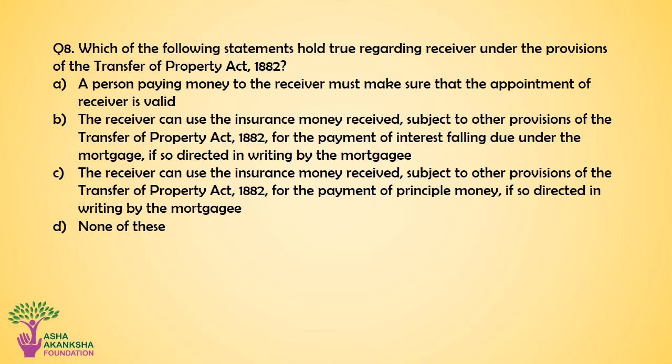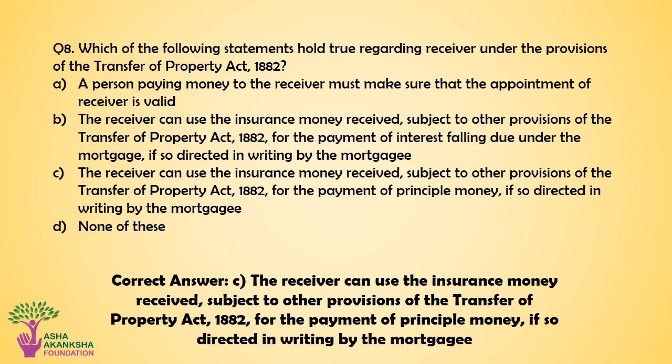The correct answer for this question is option C. The receiver can use the insurance money received subject to other provisions of the Act for the payment of principal money if so directed in writing by the mortgagee.